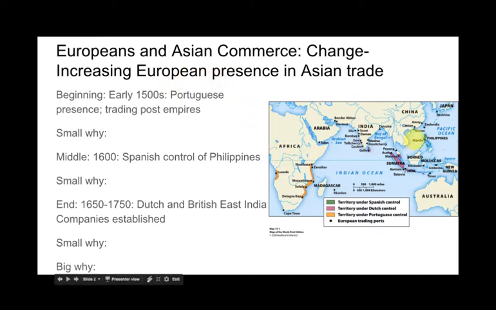It's important to note that the Europeans don't totally control Asian trade. China is still very significant, for instance, so it's not that the Europeans have kicked China out or anything, which is why I just have a description here of increasing European presence.